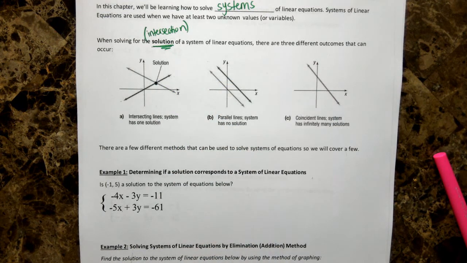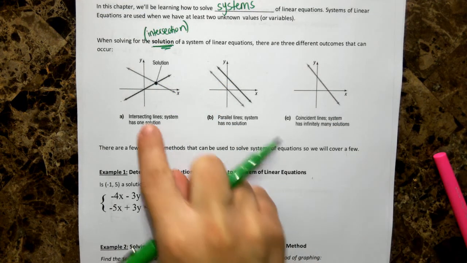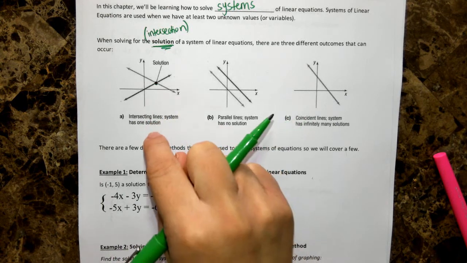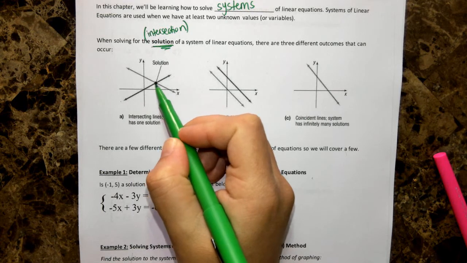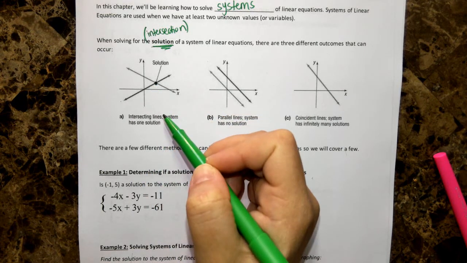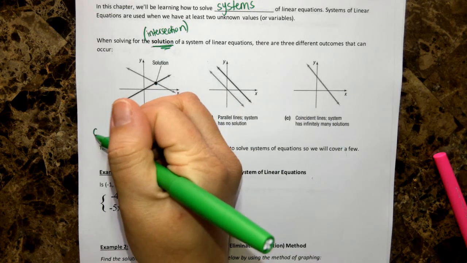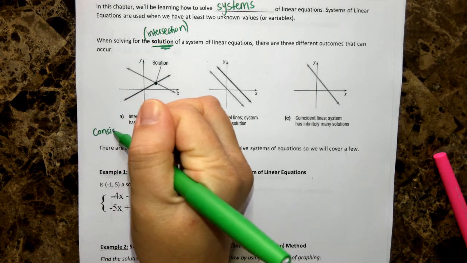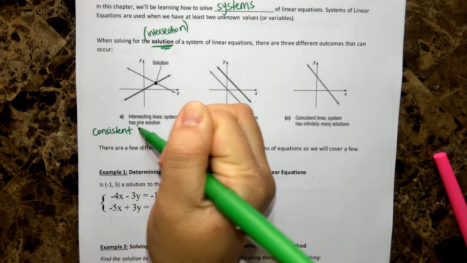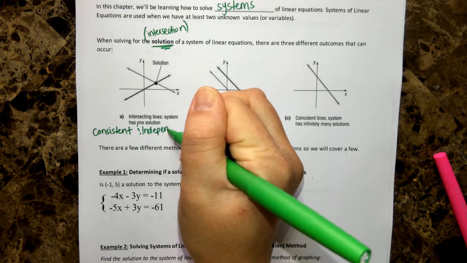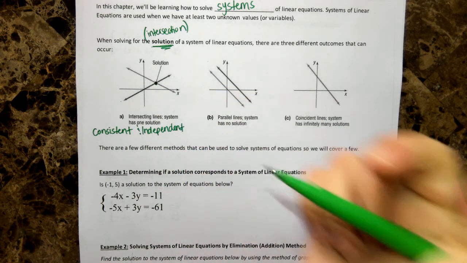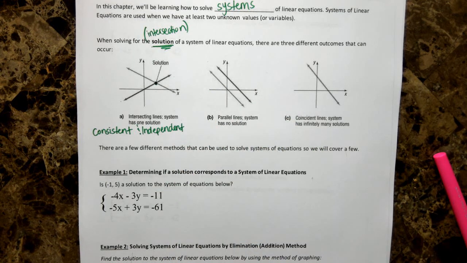Now, there is some vocabulary that is used to refer to this type of scenario. Whenever a system of linear equations has one solution, meaning they intersect one time like this, the system is referred to as being consistent and independent. These questions are going to come up a couple of times on your homework, so I want to make sure that I get those vocabulary words down because you're going to need them.